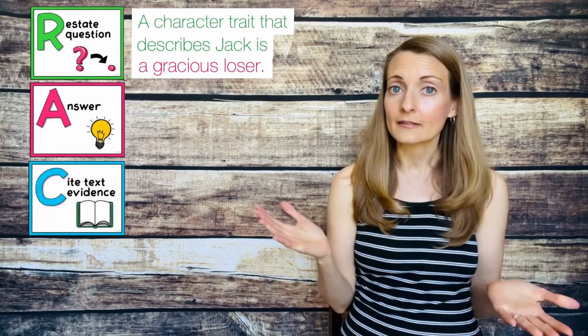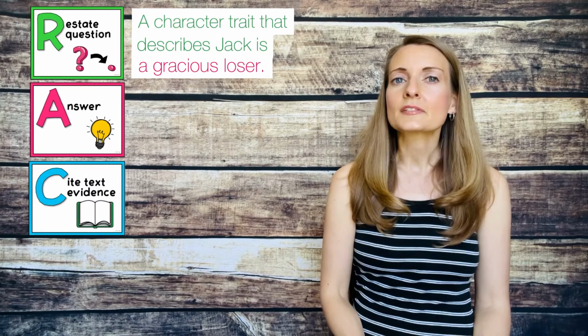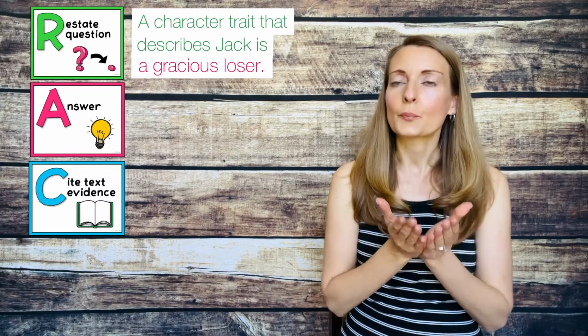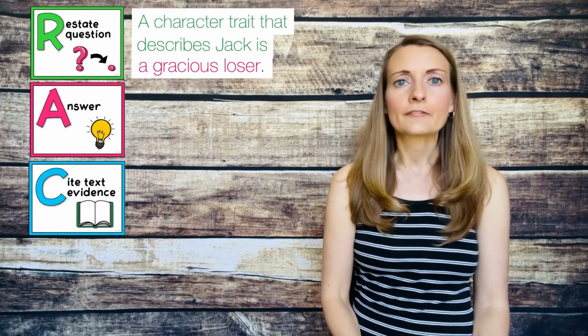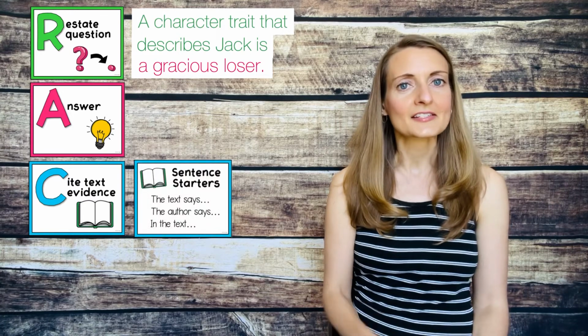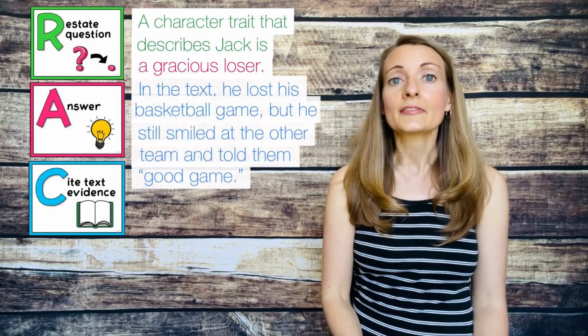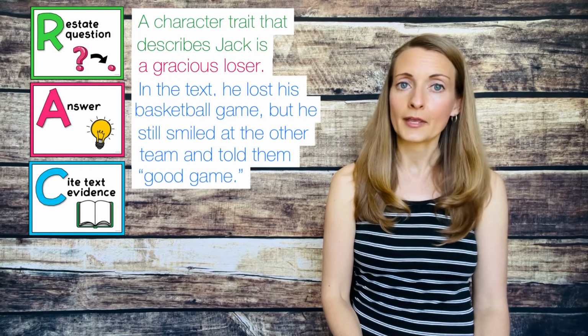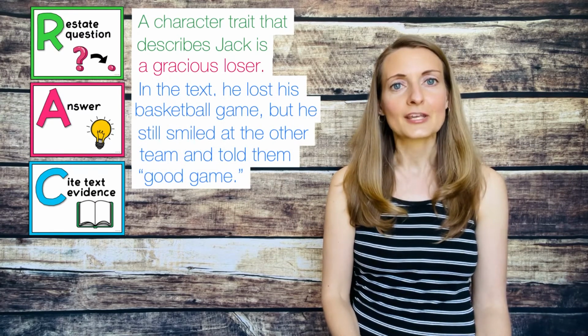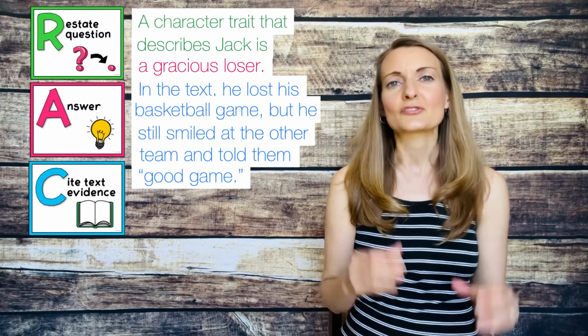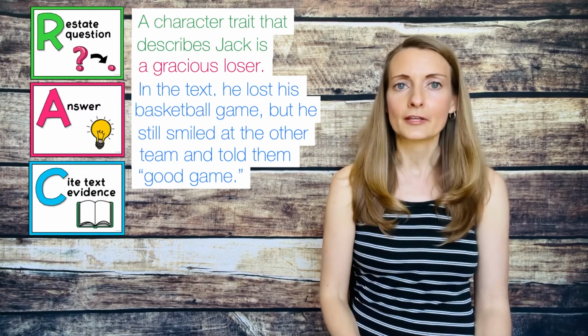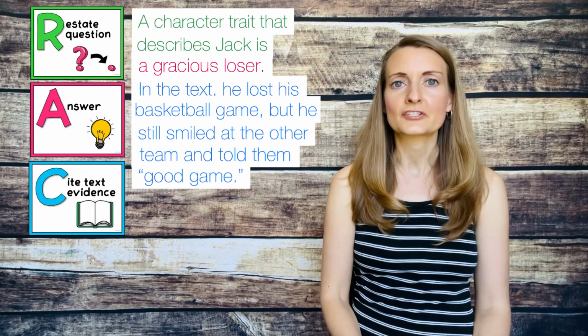Then we have C, cite text evidence. This means to give ideas right from the text to prove that our answer is right. And remember, some ways to start this sentence. The text says, the author says in the text. So we could say, in the text, he lost his basketball game, but he still smiled at the other team and told them, good game. This is right from the text, and it proves that our answer is right, that Jack is a gracious loser.